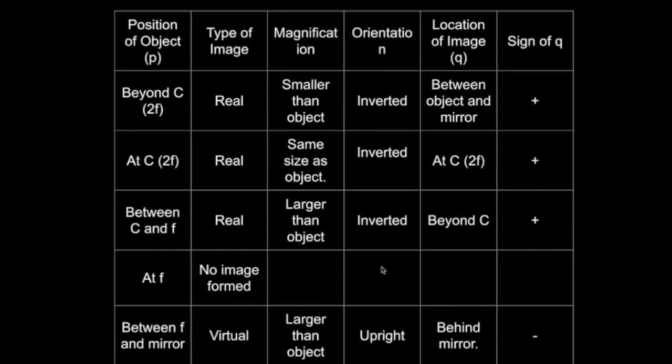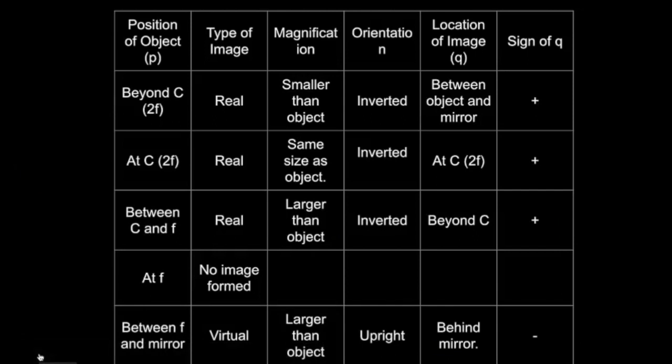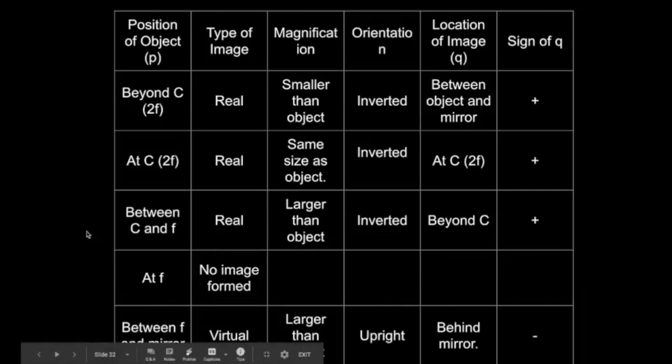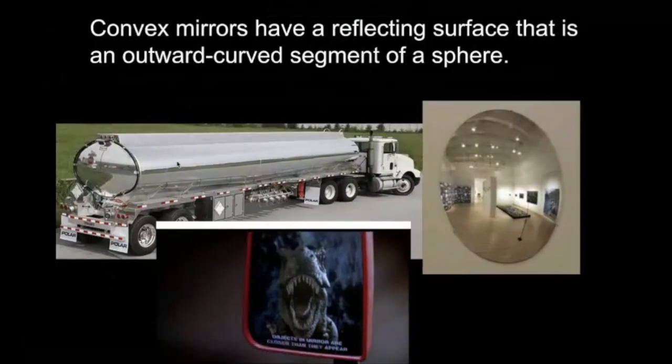So this is just a spreadsheet showing everything I just talked about. Again, I think the best thing to do is not necessarily memorize this, but really understand the process of how things change as you approach the mirror and as you cross those threshold lines of C and F.